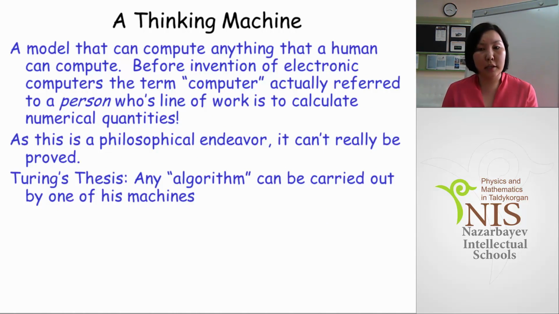A Turing machine is a thinking machine, a model that can compute anything that a human can compute. Before the invention of electronic computers, the term computer actually referred to a person whose line of work was to calculate numeric quantities. As this is a philosophical endeavor, it can't really be proved. Turing's thesis is that any algorithm can be carried out by one of his machines.